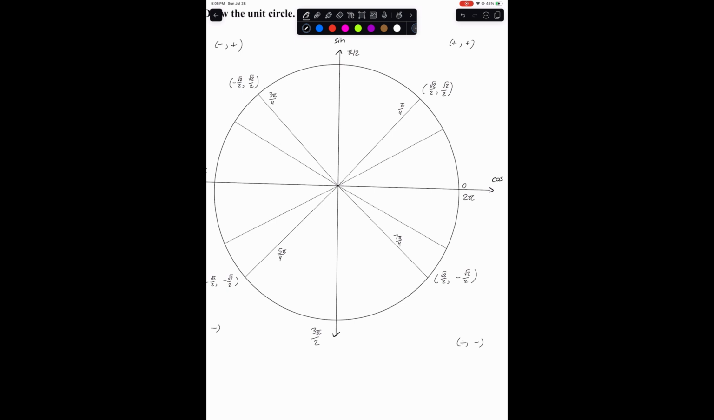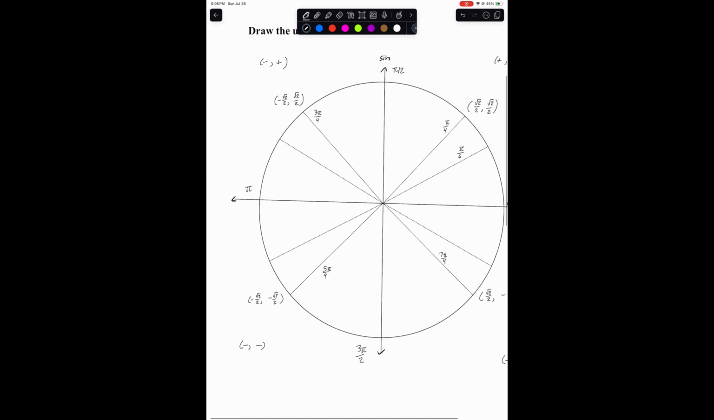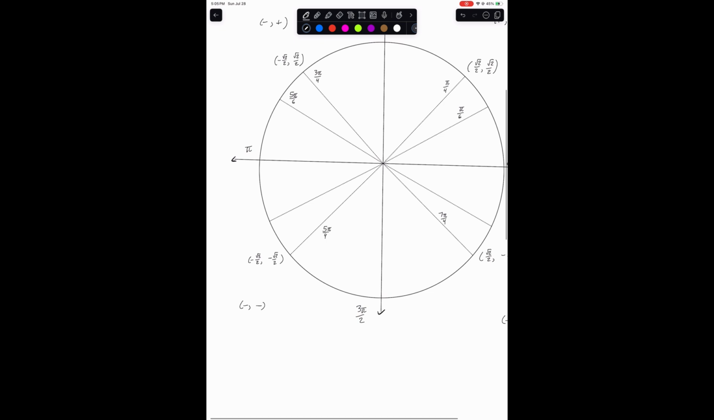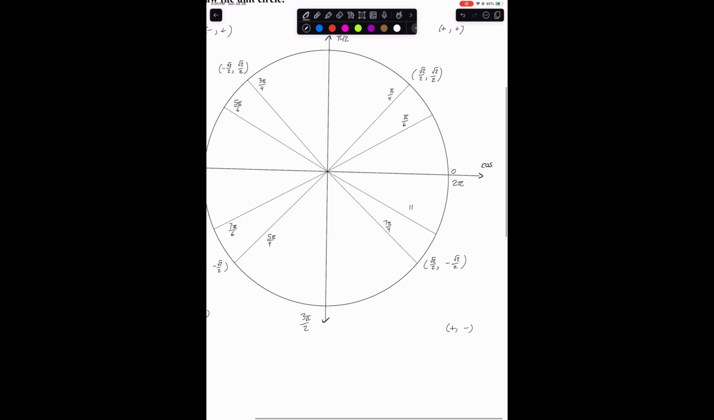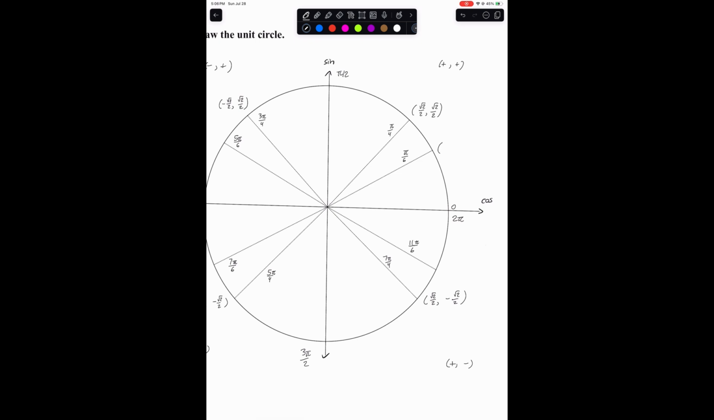So I'm going to use that concept here. So pi over 6 for here. This should be 5 pi over 6. This is 7 pi over 6. I believe 11 pi over 6. Pi over 6 has the values root 3 over 2 comma 1/2.